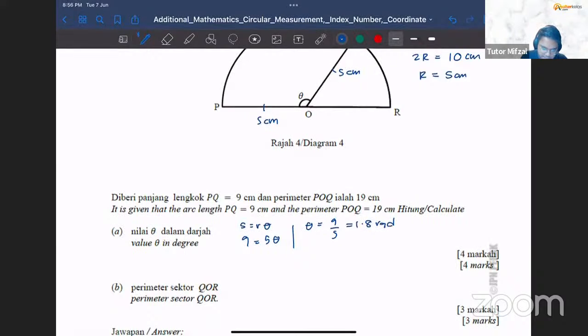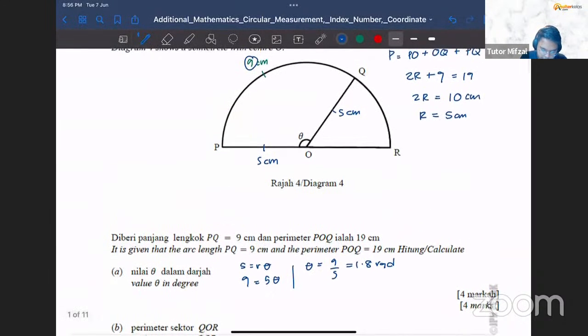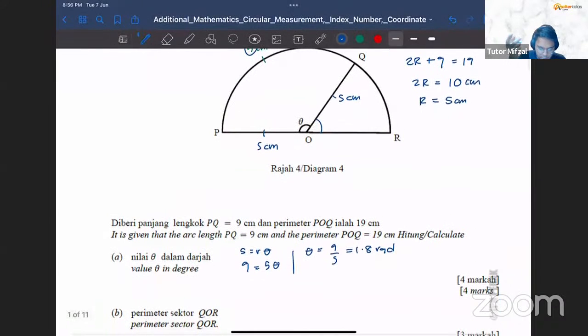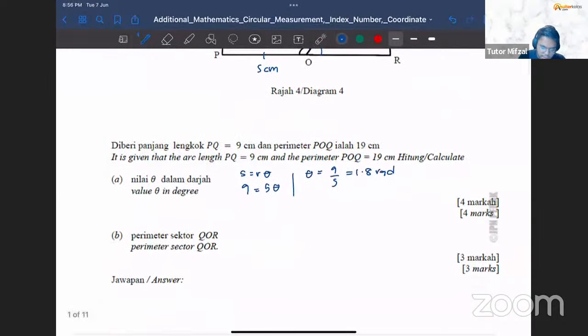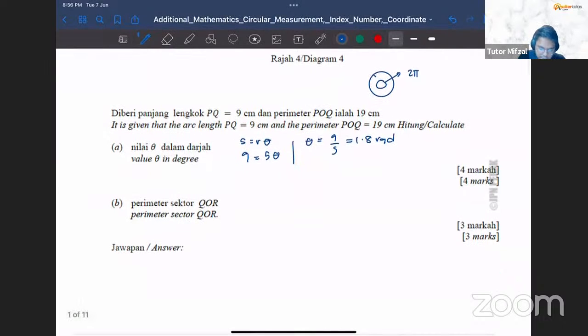Right. Now let's have a look at the perimeter of sector QOR. So the perimeter of sector QOR is just equivalent to S equivalent to R theta, and also adding OQ and OR together. Betul tak? But now we don't know the angle QOR. So we can find the angle QOR actually. We know that a full circle has an angle of 2 pi, right? A full circle ada 2 pi. But for a half circle, it will only be pi. Betul tak? The angle will be pi.